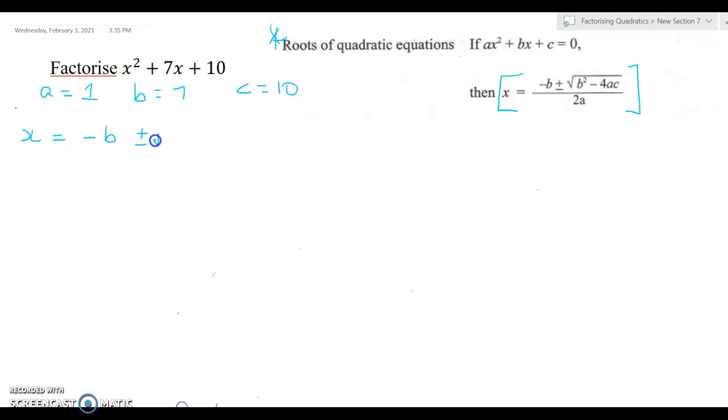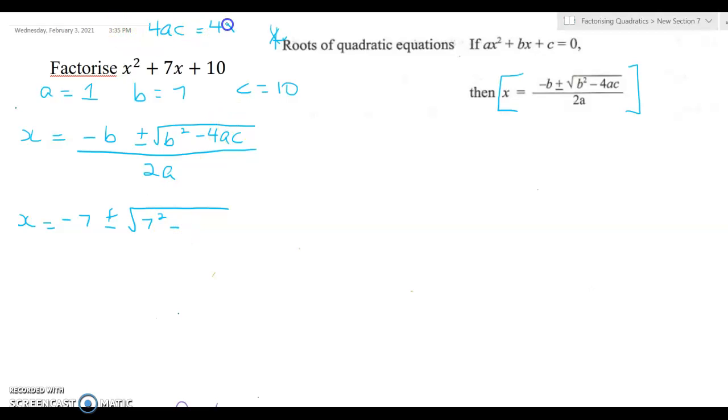I'm going to rewrite the formula: x is equal to minus b, plus or minus the square root of b squared minus 4ac all over 2a. And I'm going to substitute my values for a, b, and c into the formula. So it's minus b, so I'm going to put minus 7. Wherever I see b, I put 7. Then plus or minus the square root of, so b squared will be 7 squared, minus 4ac. Now remember that 4ac really means 4 times a times c. So that's 4 times the value of a, which is 1, times c, which is 10. And that is all over 2 times a, so that's 2 times 1.